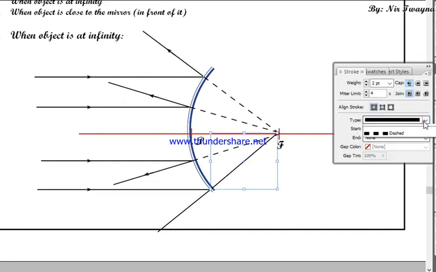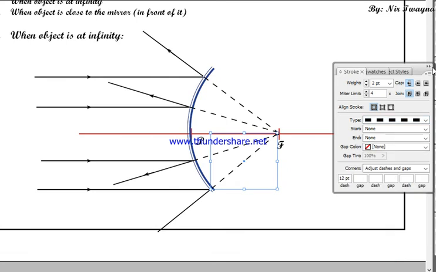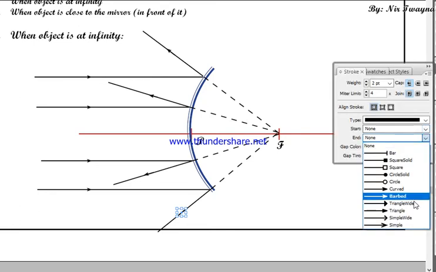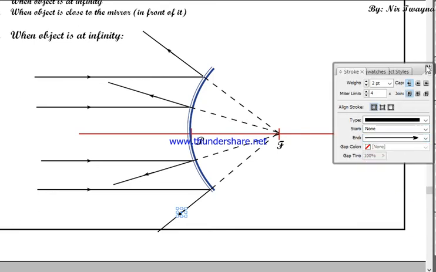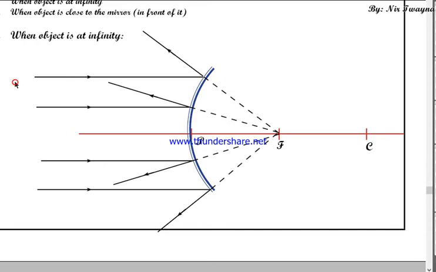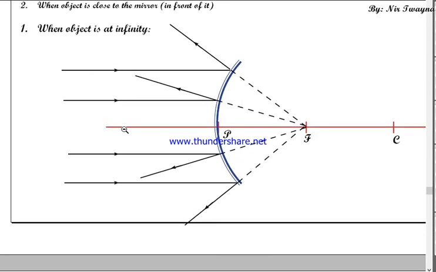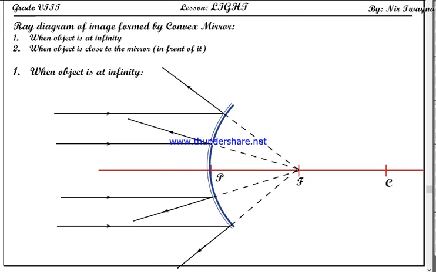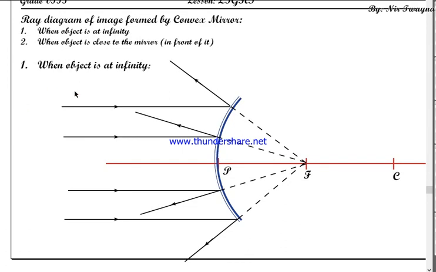Make it dashed and then put an arrow on these reflected light rays. And remember, in a ray diagram, an arrow is compulsory. If you do not put an arrow in a ray diagram, then your diagram will be obsolete. Obsolete means incomplete. You won't get any marks for that, or you will have to suffer deduction in marks. Okay, this is it. This is the case when the object is at infinity.